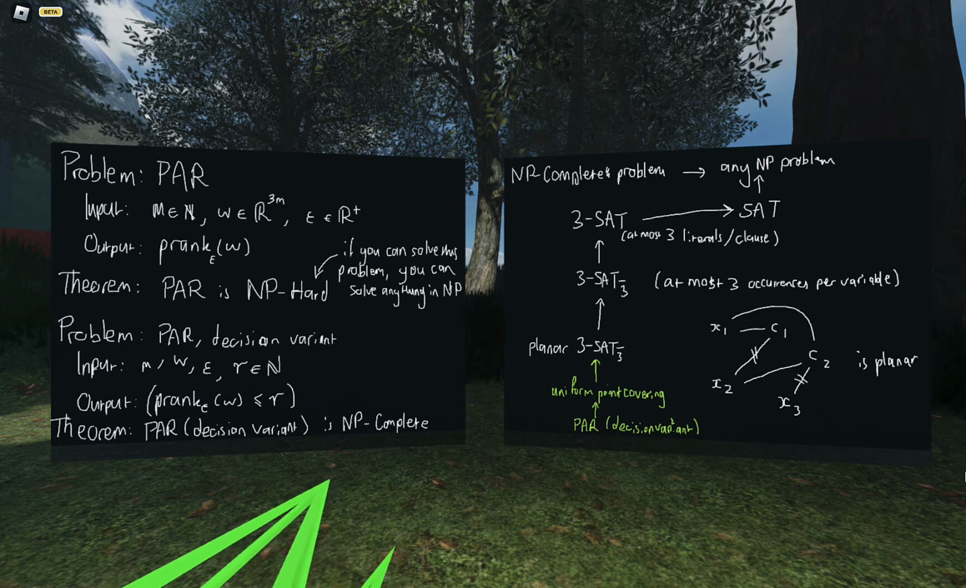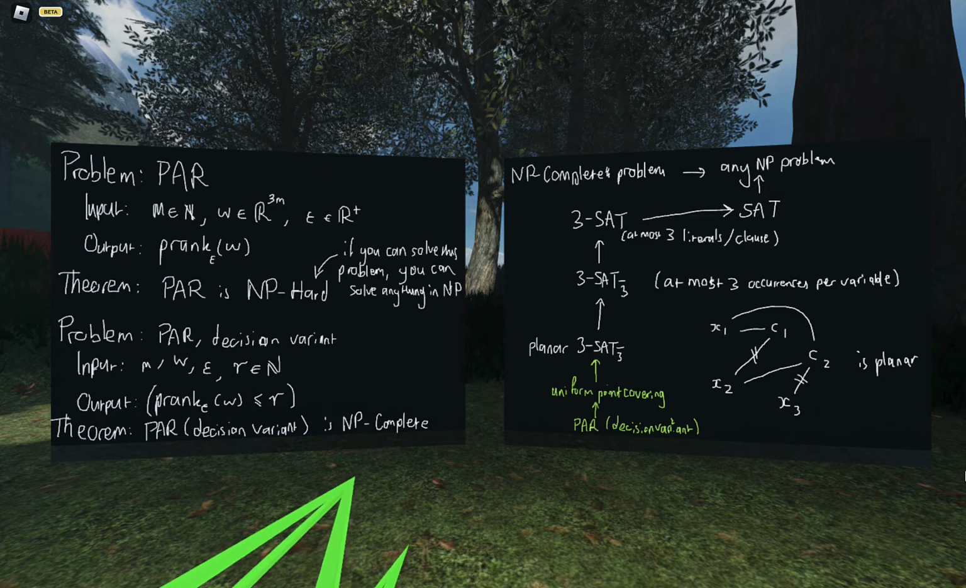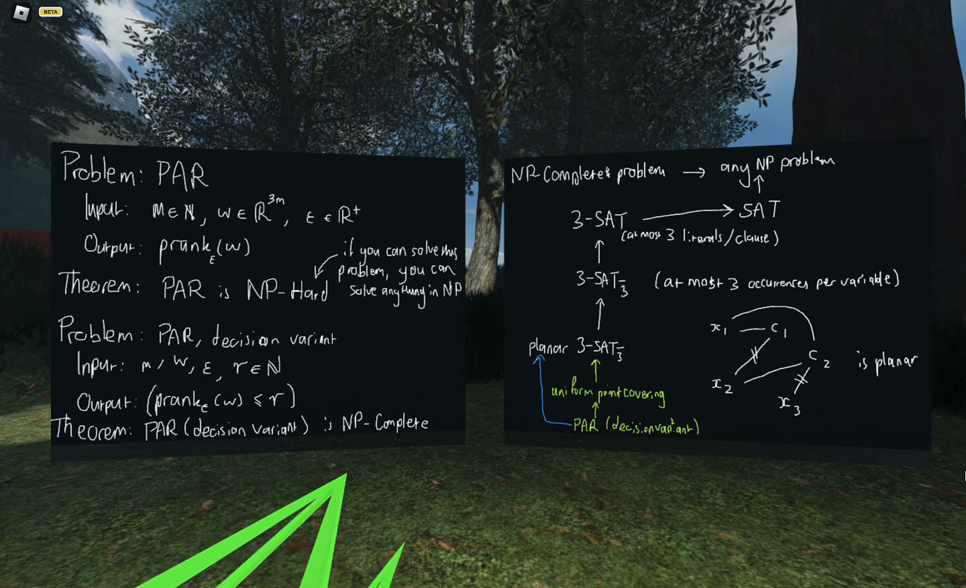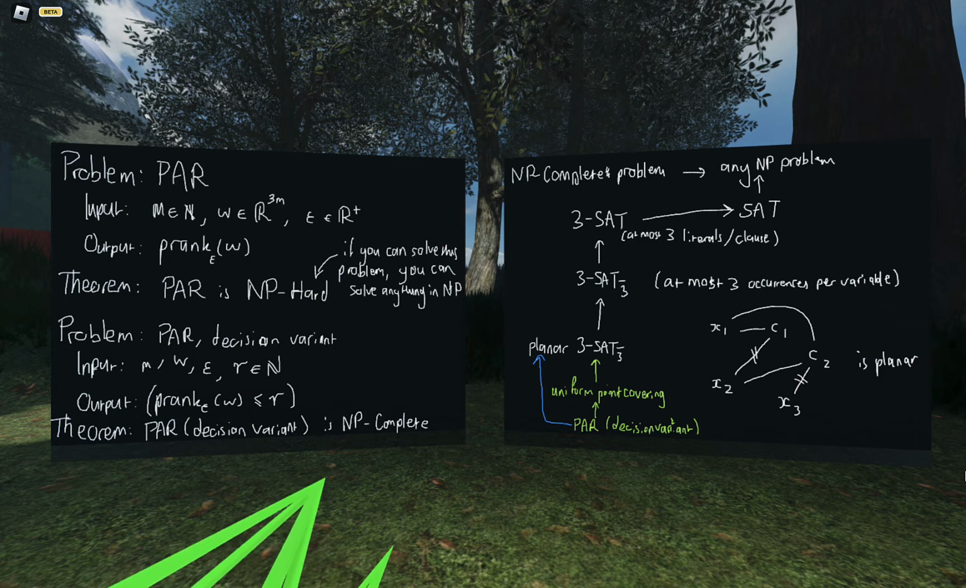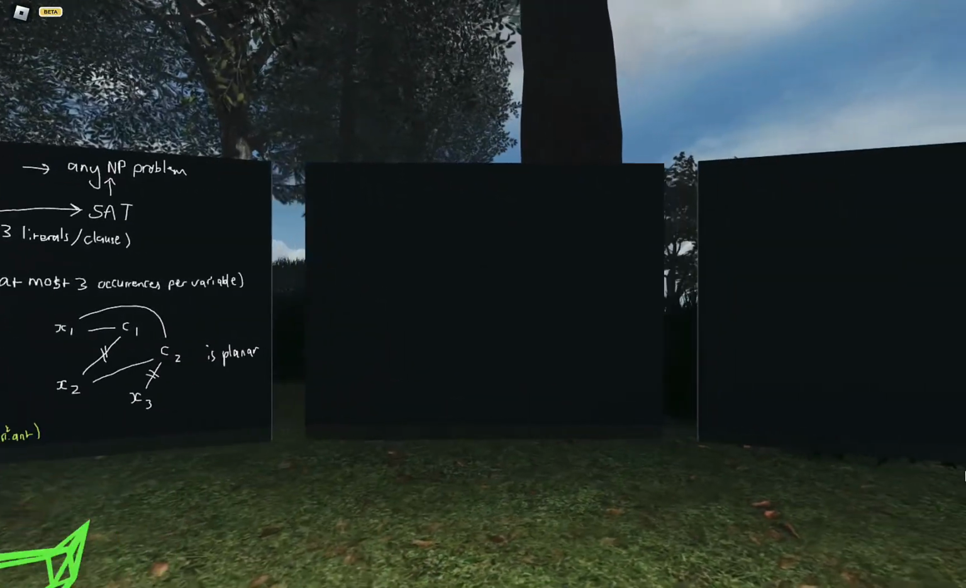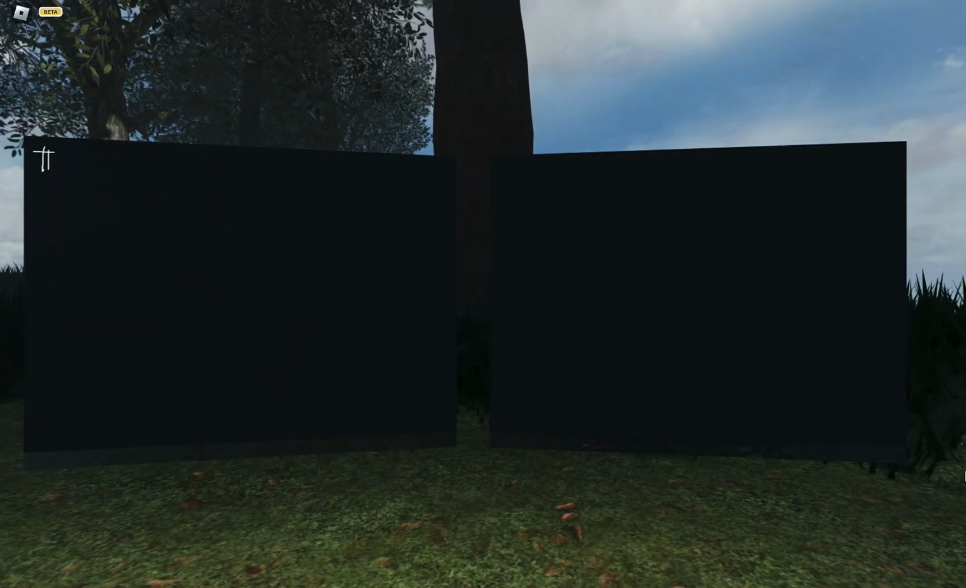What remains in the proof is to actually show this reduction, and I think I won't get too far derailed if I just skip uniform point covering and go straight to planar 3-SAT-3. I'm going to show you the reduction, which is basically what I need to prove. I'll move on to the next board and write this down. So the theorem that I want to show is a reduction. The parametric approximate rank is at least as hard as planar 3-SAT-3.